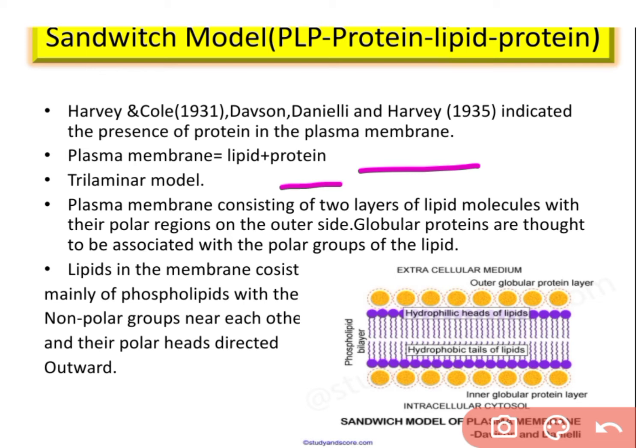It is a trilaminar model like a sandwich, and the plasma membrane consists of two layers of lipid molecules with their polar regions on the outer side. Globular proteins, these yellow color proteins are globular proteins thought to be associated with the polar groups. Lipids in the membrane consist mainly of phospholipid. This region is phospholipid with the non-polar groups near each other and their polar heads directed outward. This region is outward and this is inner.